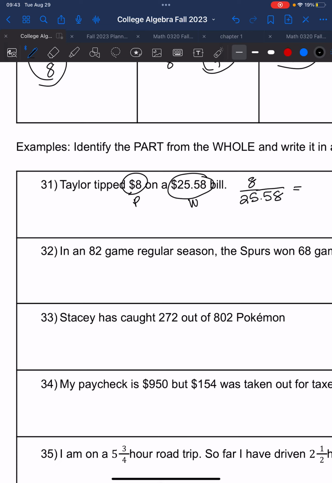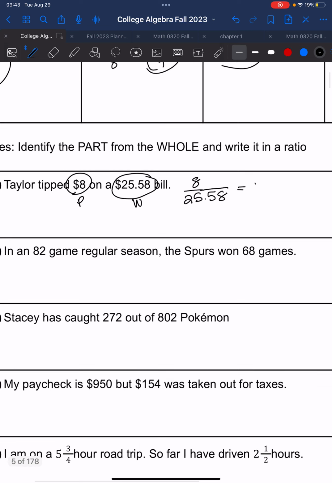Type exactly 8 divided by 25.58. That gives us approximately 0.31. This tells us, if we were to turn it into a percent, that this person tipped 31% of his total bill.